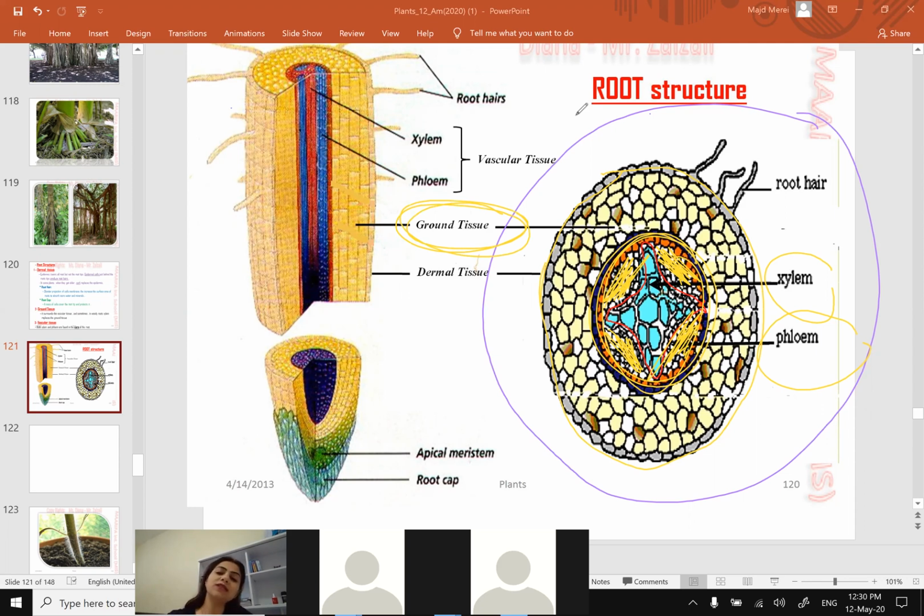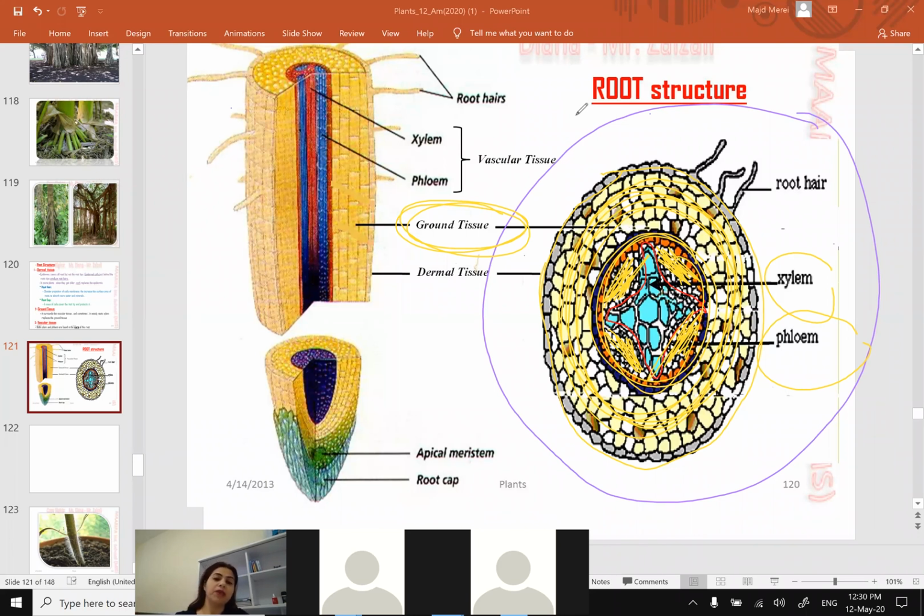Where is it found? It is surrounding. This yellow color here represents ground tissue, surrounding the vascular tissues, xylem and phloem. Okay?